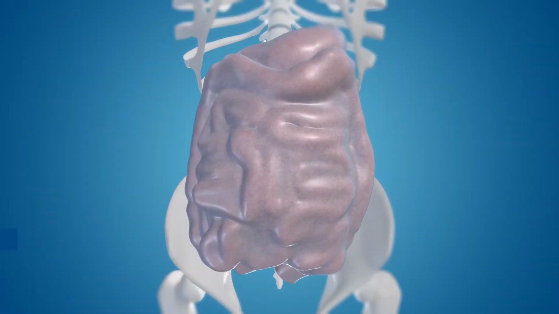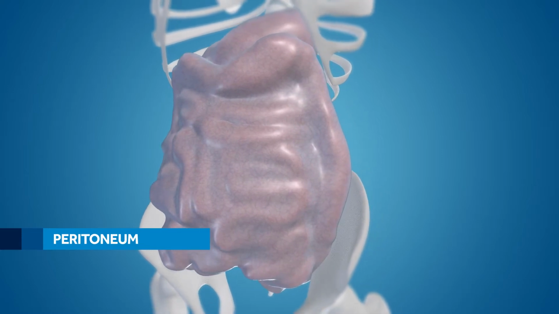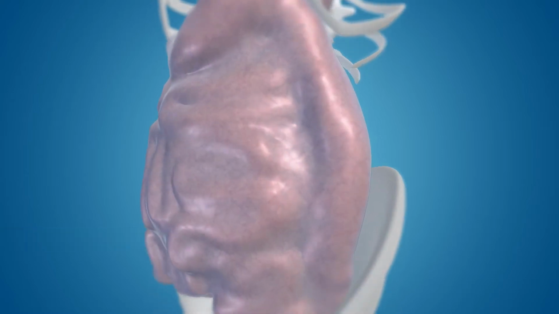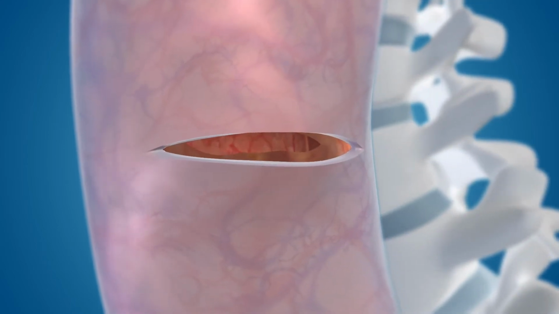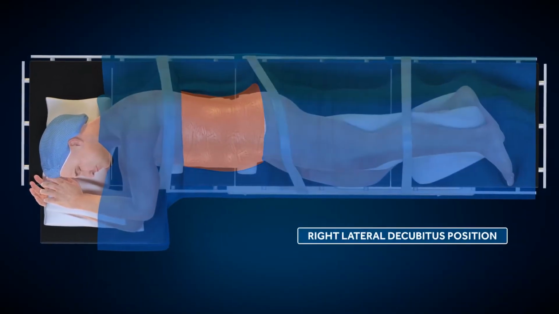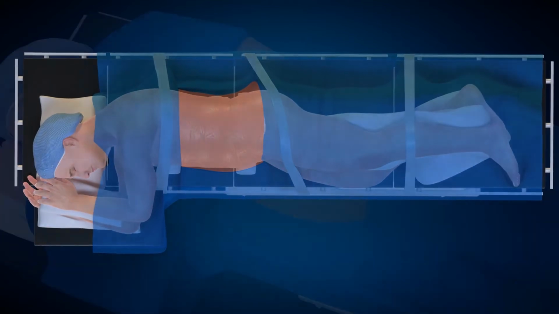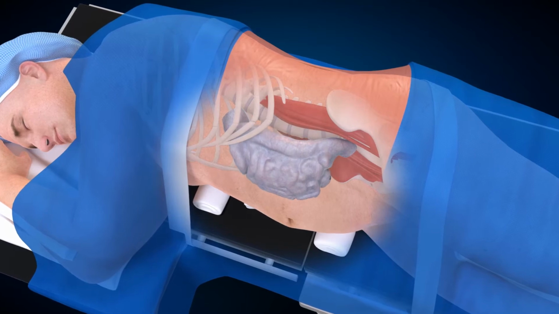Let's start with the peritoneum, a thin membrane lining the abdominal cavity containing the intestines. Anatomical concerns with the peritoneum are tearing the membrane or perforating the bowel or intra-abdominal contents. In an OLIF25 procedure, the patient should be placed in the right lateral decubitus position to approach the oblique corridor. The peritoneal contents will fall anteriorly due to gravity.